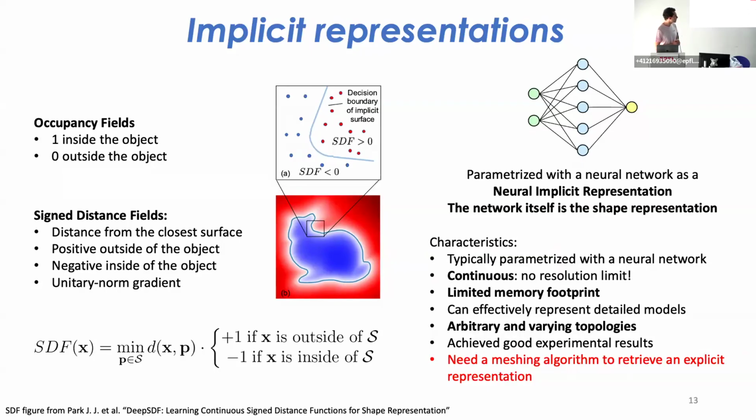You can represent fairly detailed models. And with this, you can change topology. This is very important: the fact that you can change topology freely. And again, I will show examples of this.